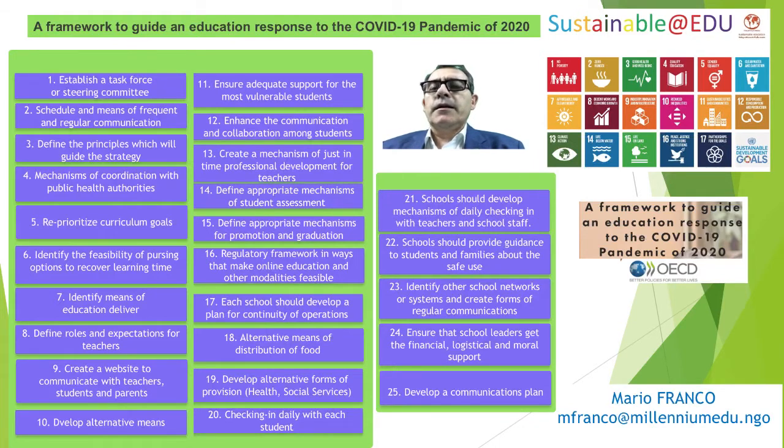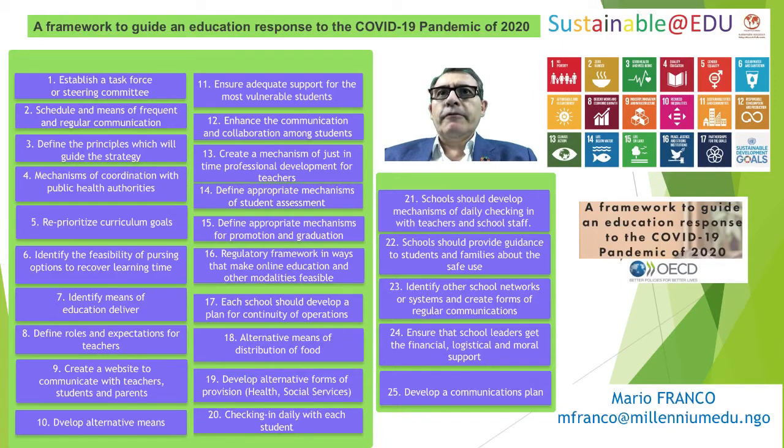Recommendation number 10 is to develop alternative means. We know not everybody will be able to follow the most appropriate means like computer and internet. Then it's important to have alternative means to participate to avoid, as much as possible, situations of people being excluded.